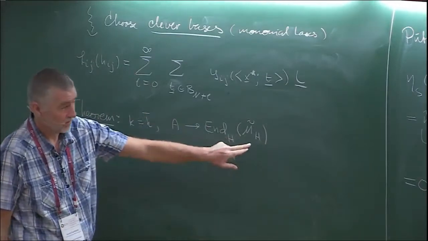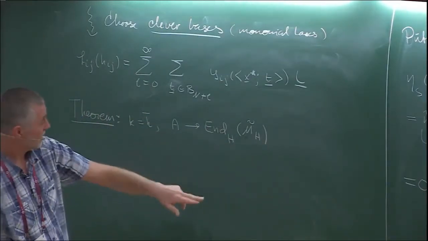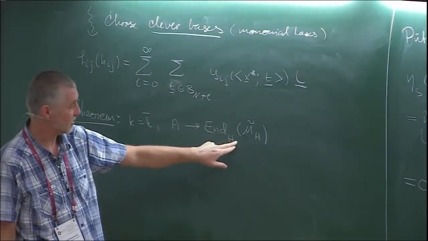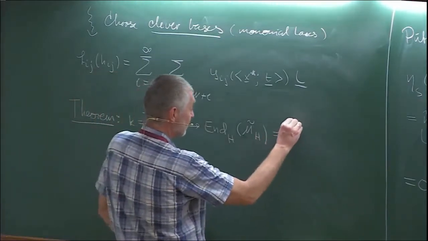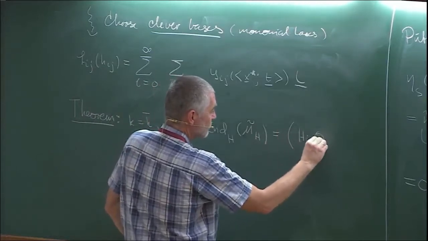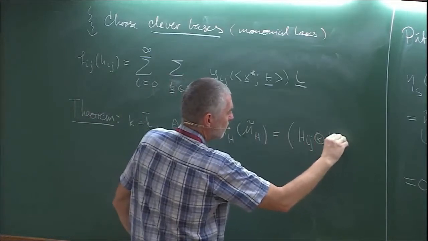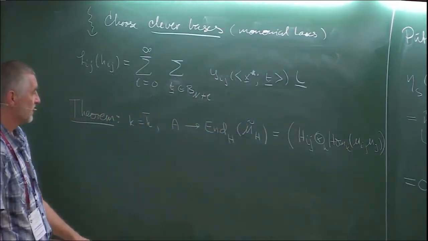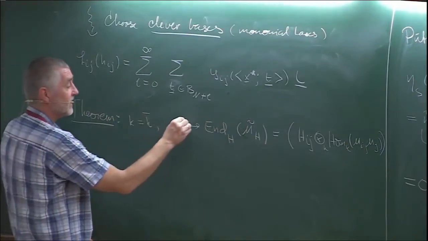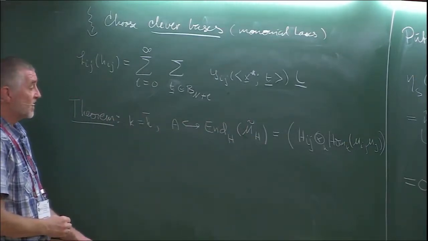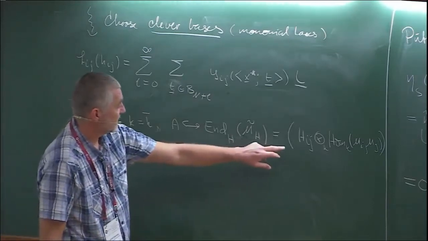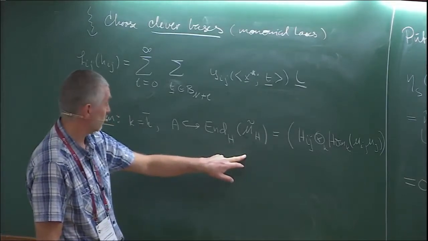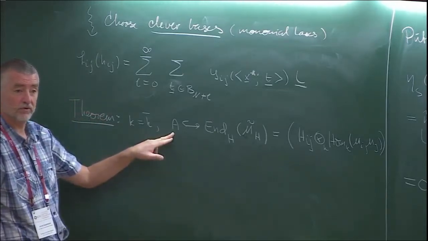Well, what is this one? I have constructed a lifting at each stage. So this is the final lifting. And I take the endomorphisms over this ring H with M_H, which is in fact H_ij tensor over K, Hom_K(M_i, M_j). And we prove that this is injective. If the ring we started with was finite dimensional, then this is an isomorphism.